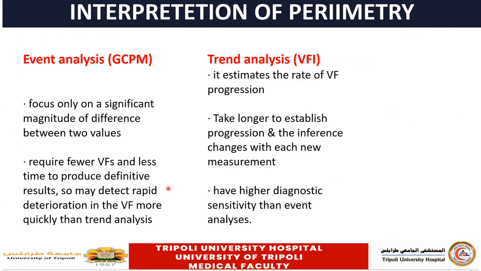So in summary, the main difference between event analysis and trend analysis is that event analysis focuses on a significant magnitude of difference between 2 points or 2 values in successive visual fields. So it utilizes point-per-point comparison over successive visual fields, and hence it requires fewer visual field tests and less time to produce this result.